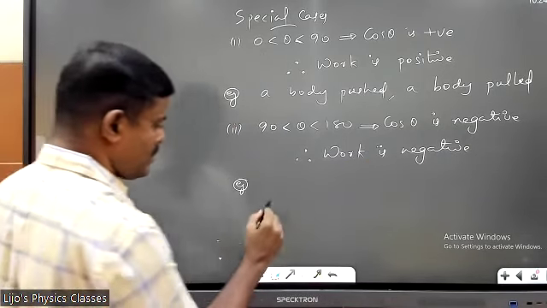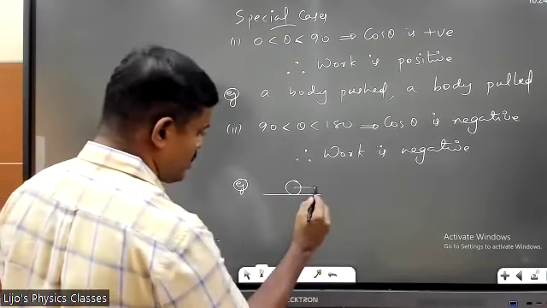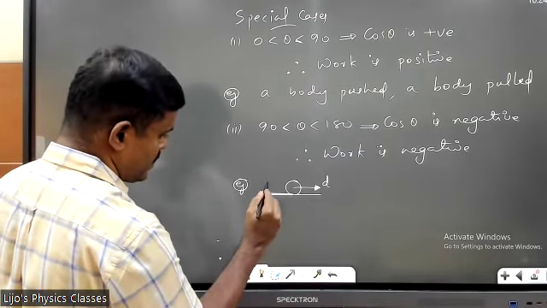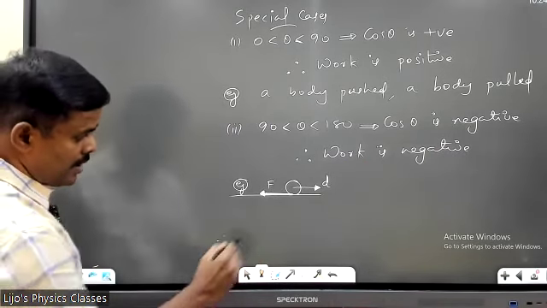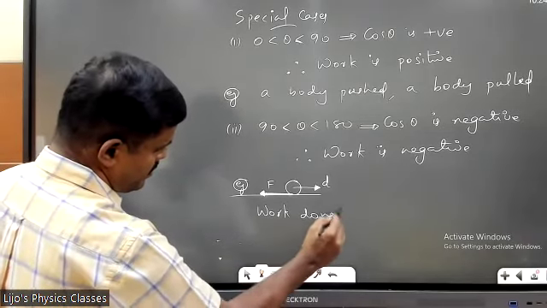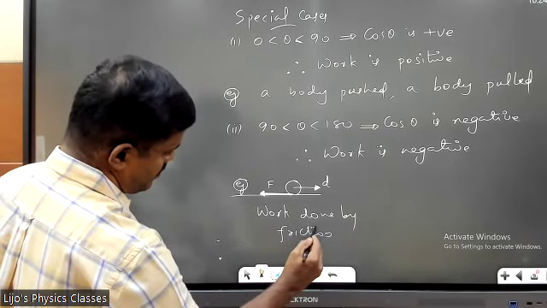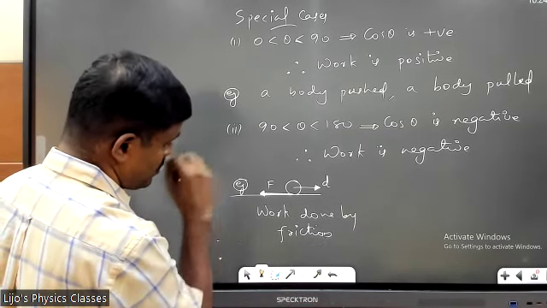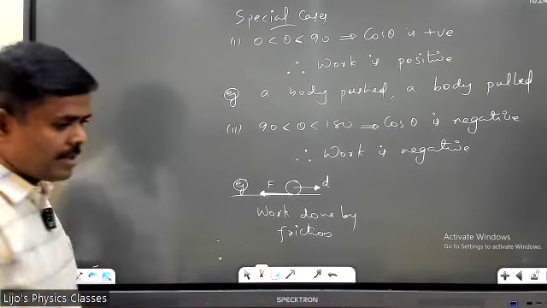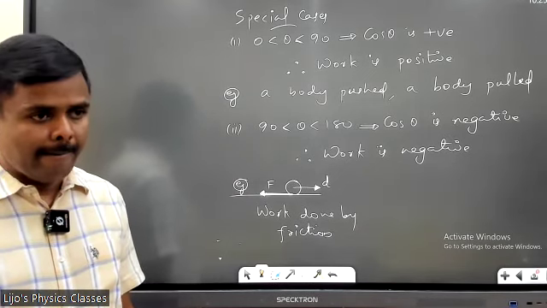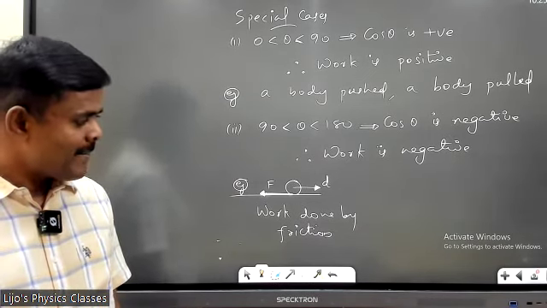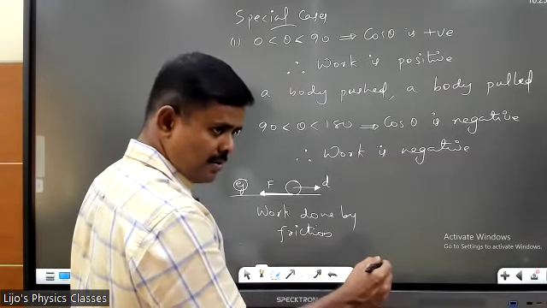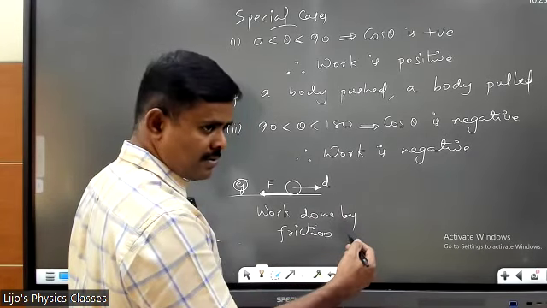Example, you can write. Draw the figure. This is a ball. Ball rolling to the right. Displacement is to the right. Where is friction? Friction is opposite. Regarding force, work done by friction will be negative. Negative value. Work is negative. It is because of friction.